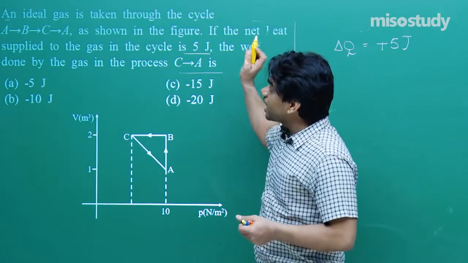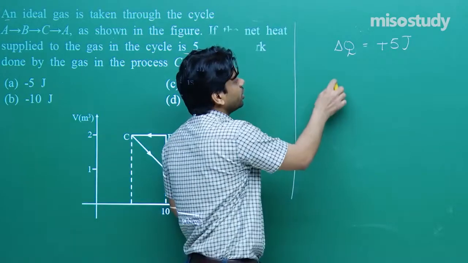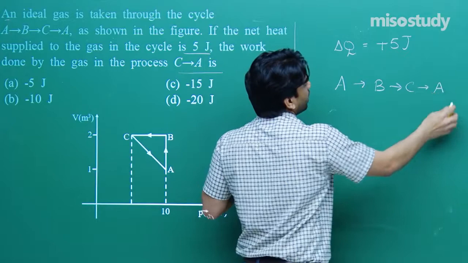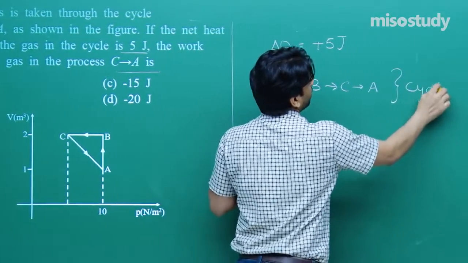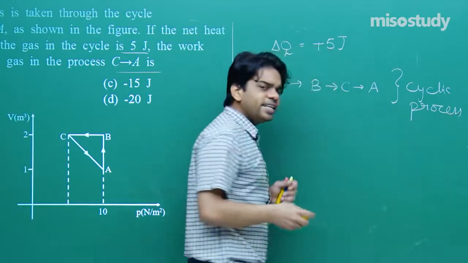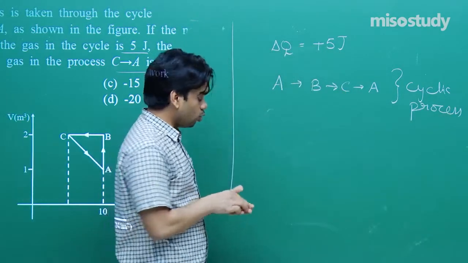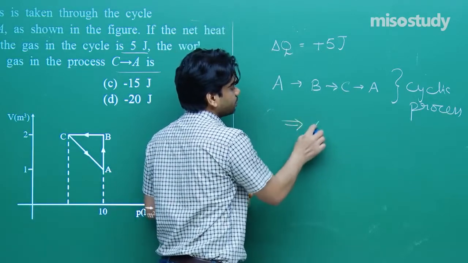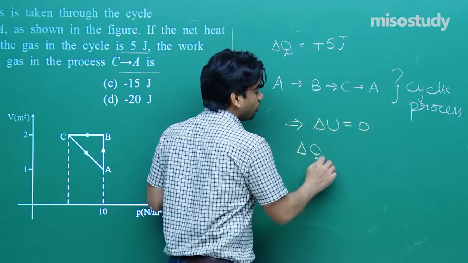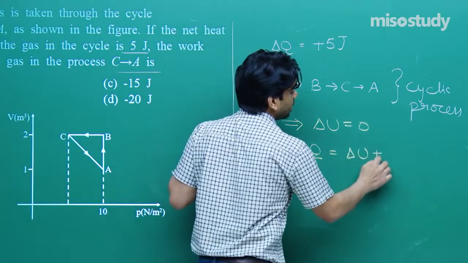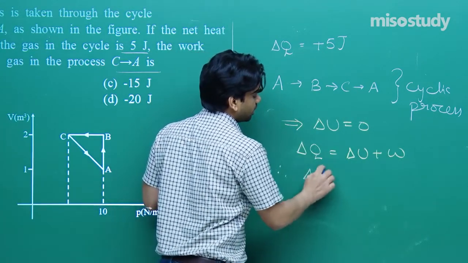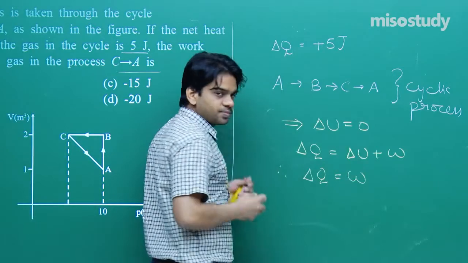Since the process is a cyclic process, A to B to C to A, it's a cyclic process. What does that entail for us? Delta U will be 0. If delta U is 0, we know from the first law of thermodynamics, delta Q is equal to delta U plus W. So as delta U is 0, delta Q will come out to be the work done.